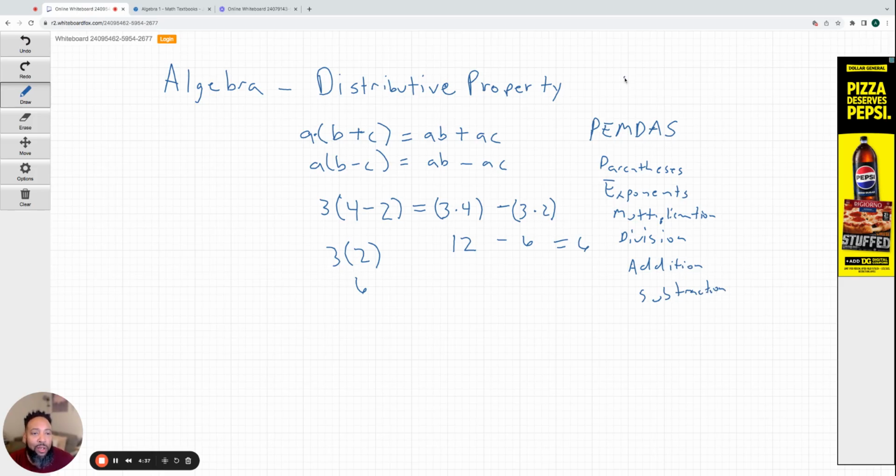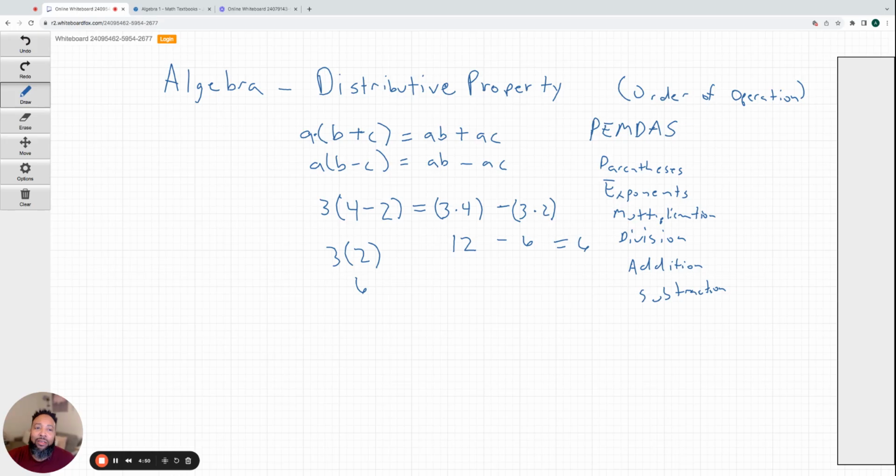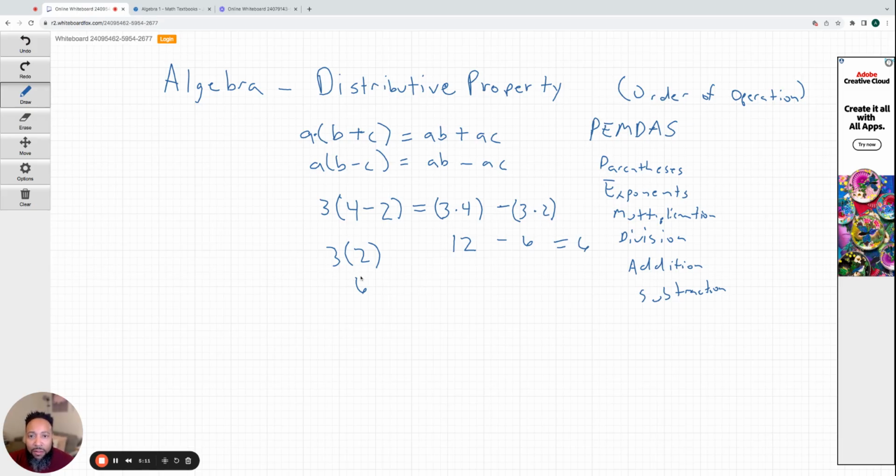A lot of times you'll hear people say this is order of operations. So whenever you see a problem where you've got exponents and multiplication, subtraction, addition, and you don't know what to do first, you think of PEMDAS, which is: do what's in parentheses first, then your exponents, multiplication, division, addition, and then subtraction. So let's do another example of the distributive property.